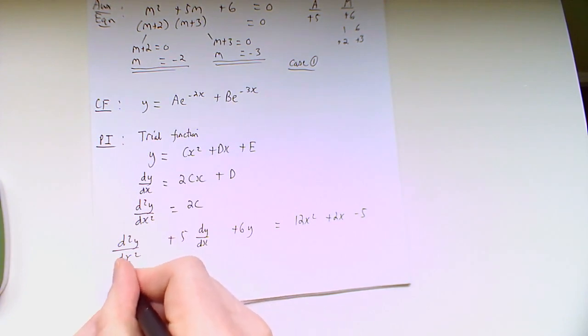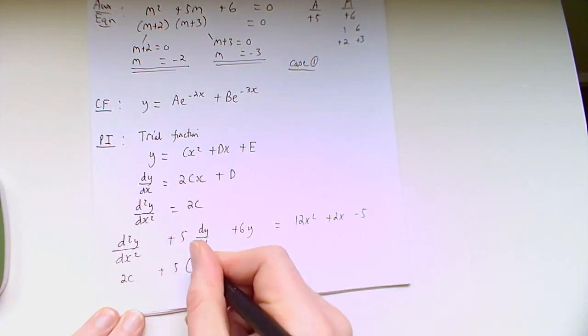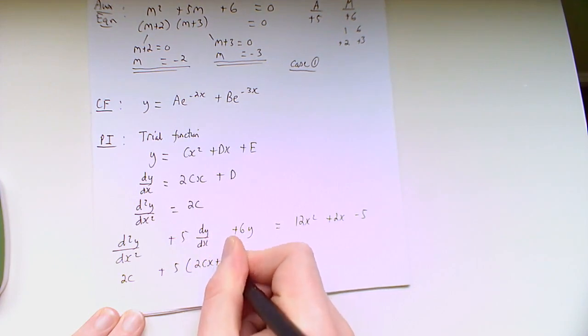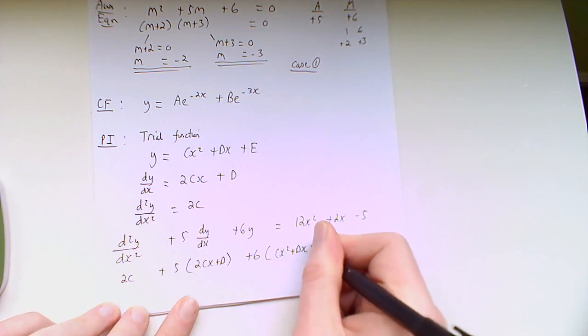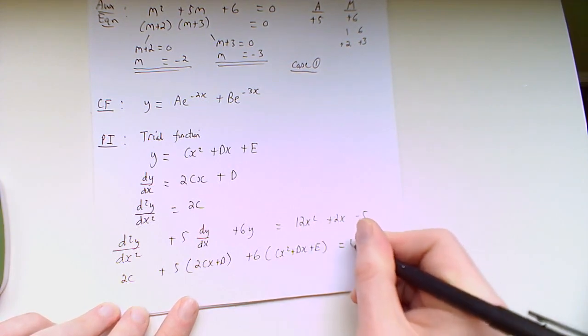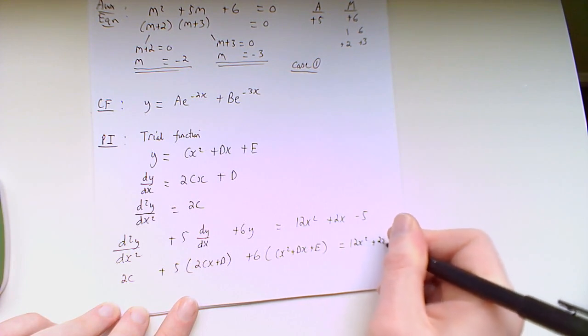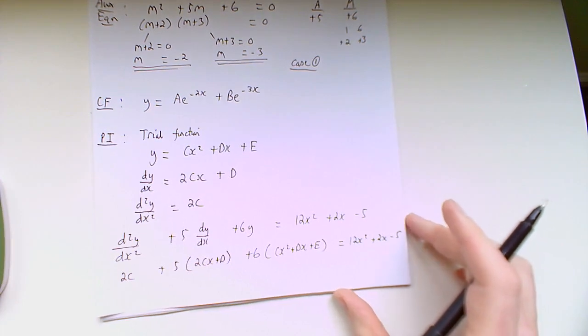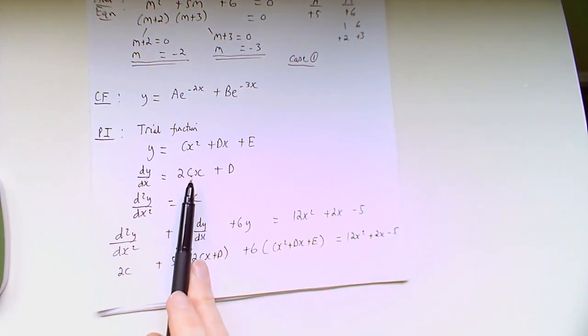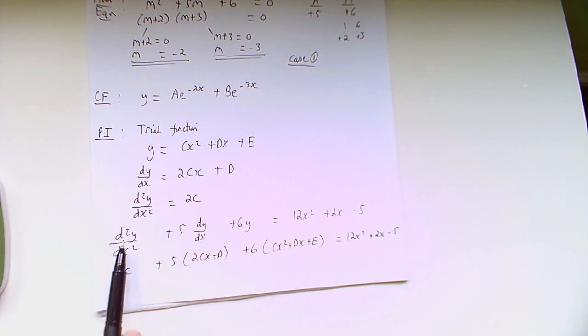So 2c plus 5 times 2cx plus d plus 6 times cx squared plus dx plus e equals 12x squared plus 2x, take away 5. And hopefully you can see all that on the screen there, right? So I've substituted in the d squared y by dx squared in here, so that's 2c. The dy by dx is 2cx plus d, so I just put that in place. And finally the y is cx squared plus dx plus e. So I've just substituted that in as well.